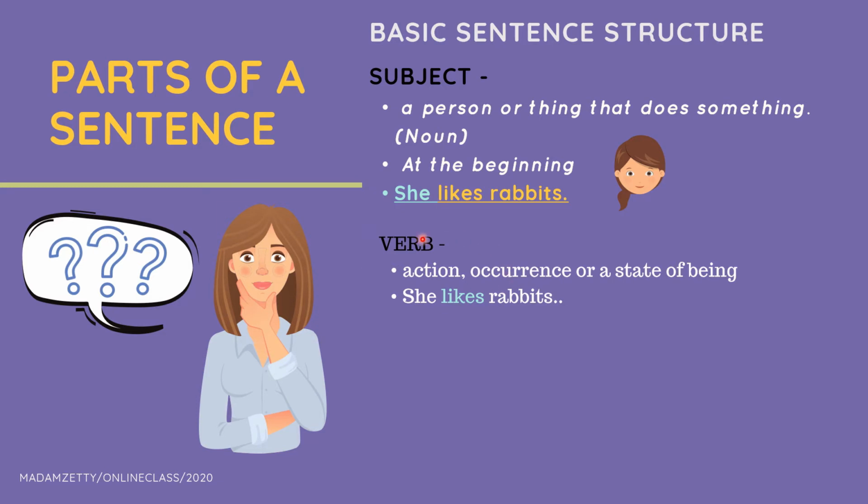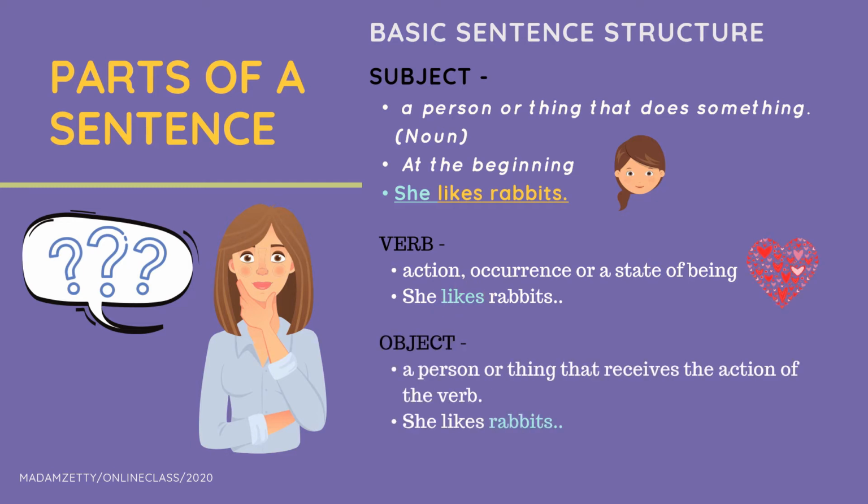The second part of a sentence is a verb. A verb is an action, occurrence, or state of being. So dalam ayat tadi tu, she likes rabbits. Likes adalah verb dia. Likes, verb.